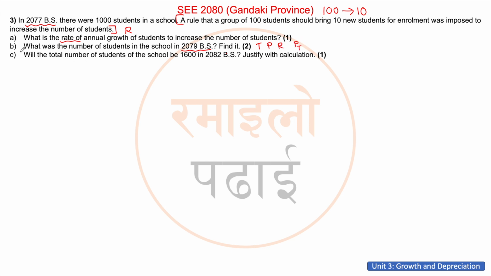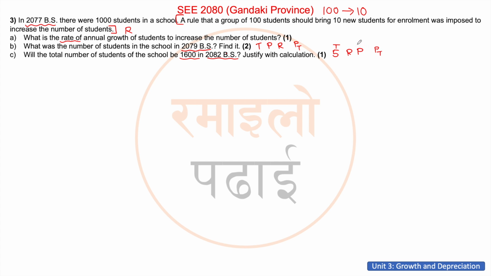It is quite easy. And for question number C, we are asked whether the total number of students of the school will be 1600 in 2082 BS. It is quite similar to question number B. In question number B, we were given a time of 2 years, but in question number C, the time will be 5 years, because 2082 minus 2077 is equal to 5 years. So we are given the time. We will have the rate from question number A. We will have the initial number of students from the question. Now we can calculate PT using the formula.